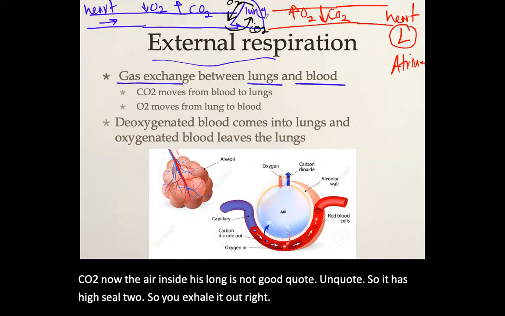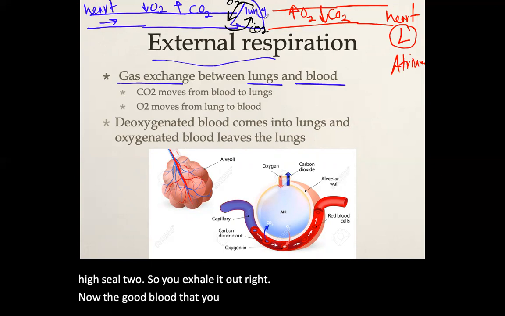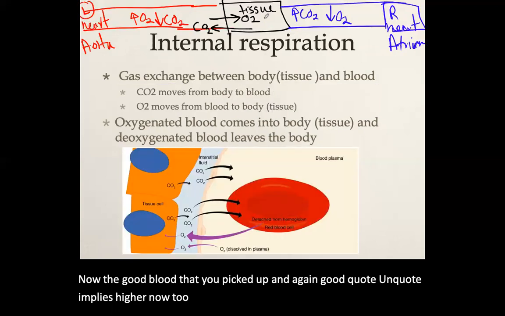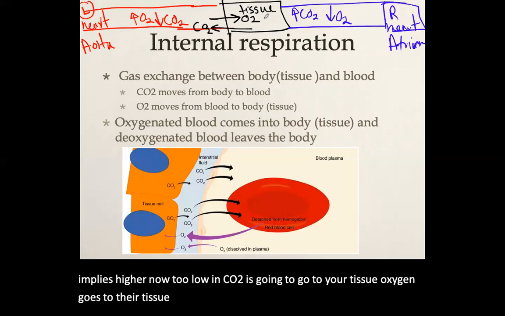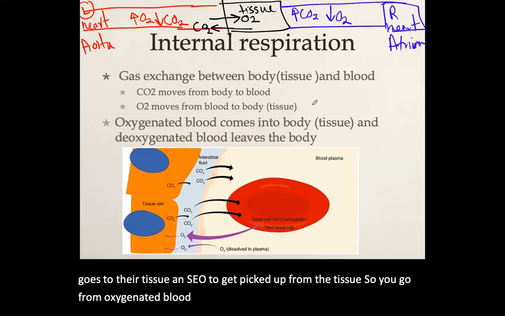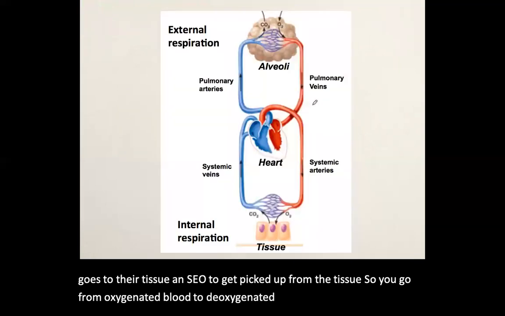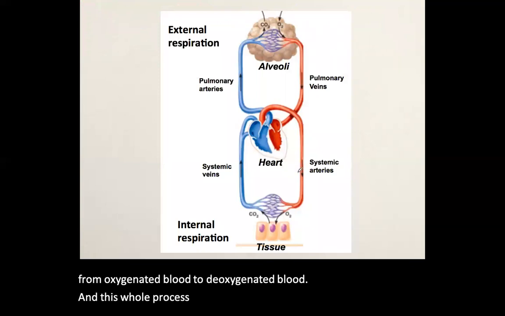Now the good blood that you picked up, and again, good quote unquote implies high in O2, low in CO2, is going to go to your tissue. Oxygen goes to the tissue, and CO2 gets picked up from the tissue. So you go from oxygenated blood to deoxygenated blood. And this whole process repeats.